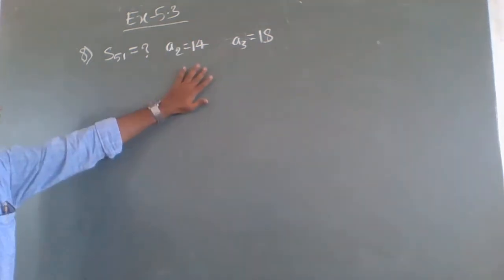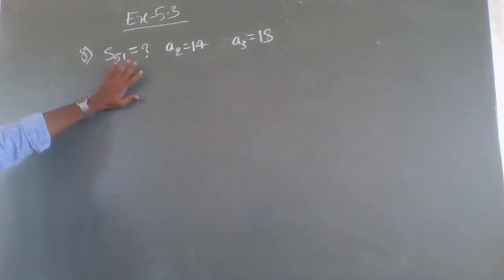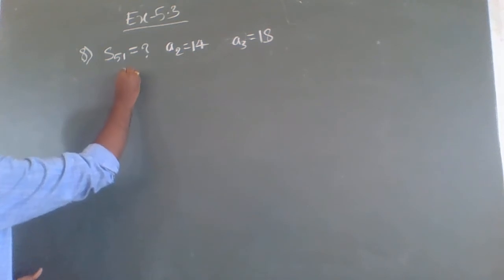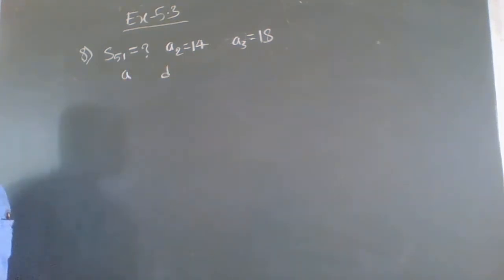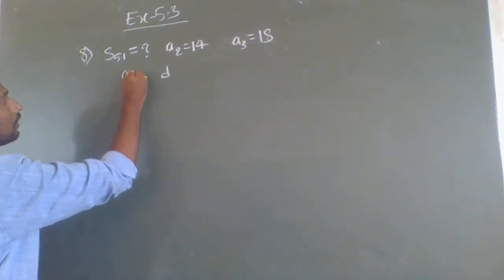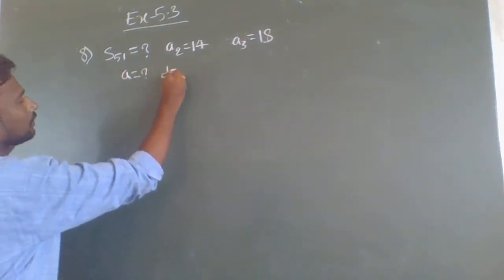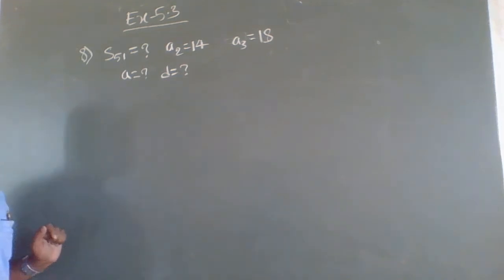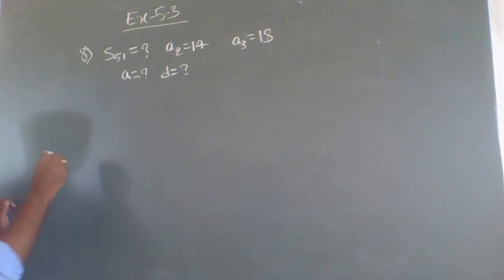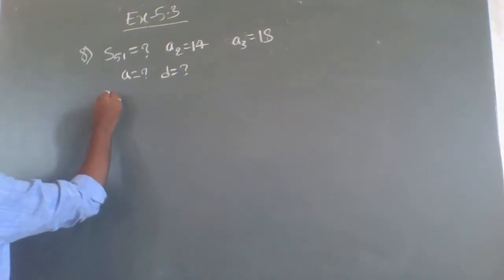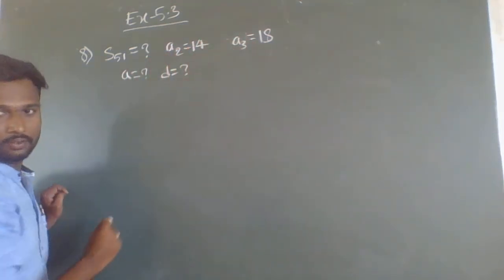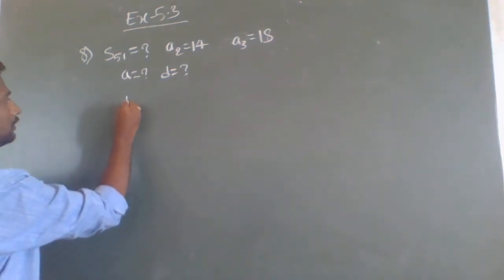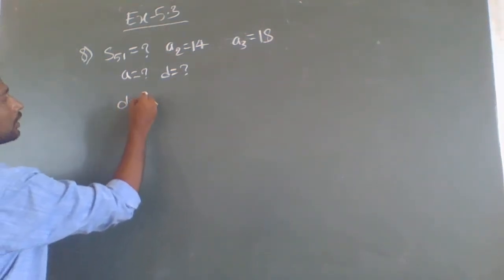Okay, so to calculate the S51 value, we should get the values of a and d. They have not given the value of a or d. First I will calculate the d value. How can I calculate the d value here? They have given the A2 and A3 values. So to calculate the d value, what can I do?